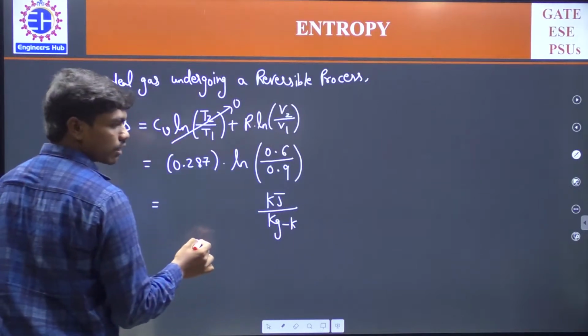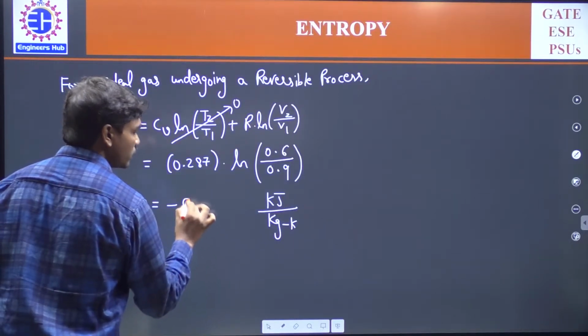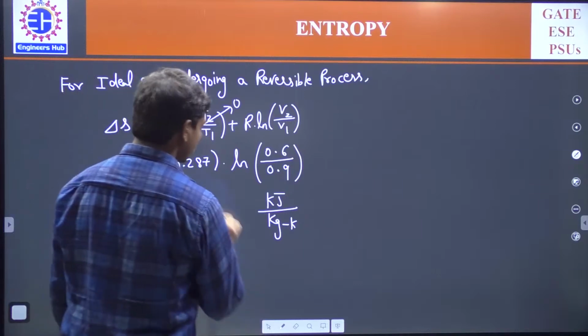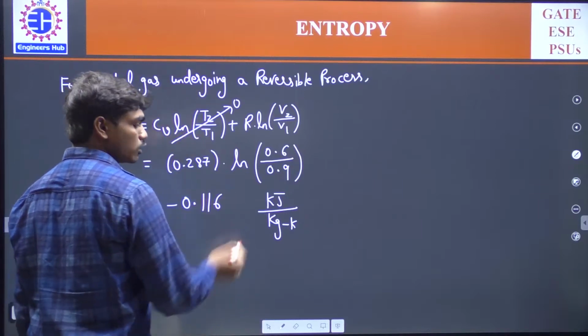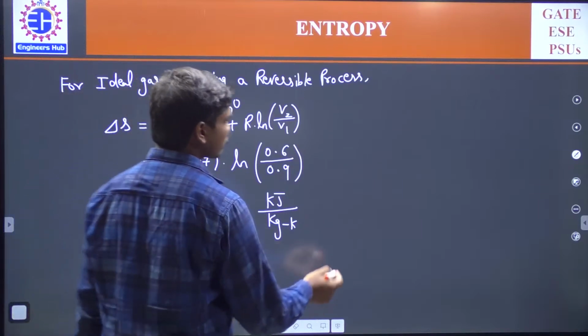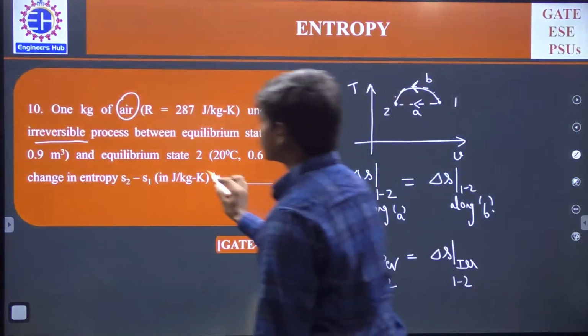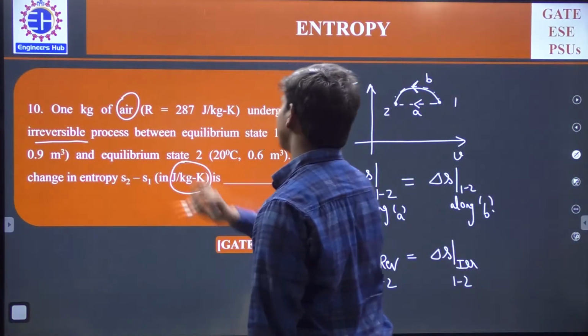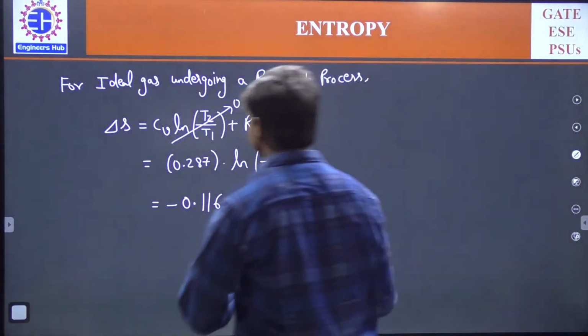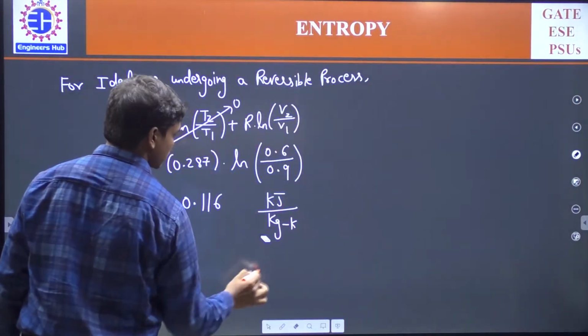How much is the answer that we got here? Minus 0.1163, correct? Kilojoule per kg Kelvin. Now, if you see the question carefully, the question asked for joule per kg Kelvin. So, if you convert this kilojoules into joules, let us write this a bit closer.